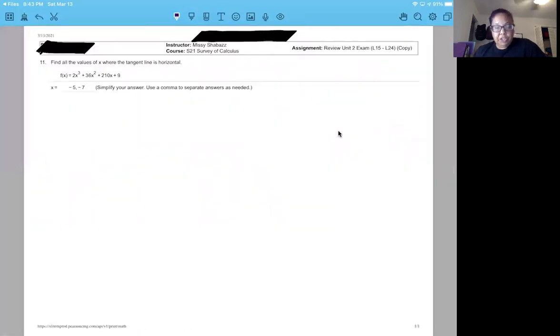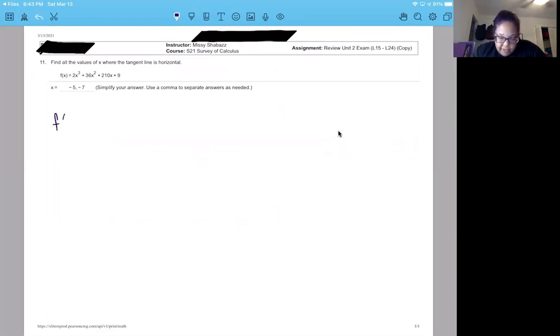All right, next question says find all the values of x where the tangent line is horizontal. All right, I know that lines that are horizontal have a slope of exactly 0. And I know that when I take the derivative, that gives me the slope. So I'm going to take my derivative and set it equal to the slope of a horizontal line, which is 0.